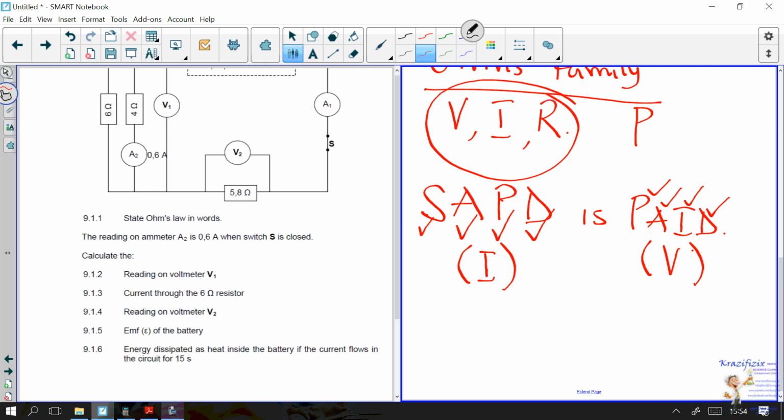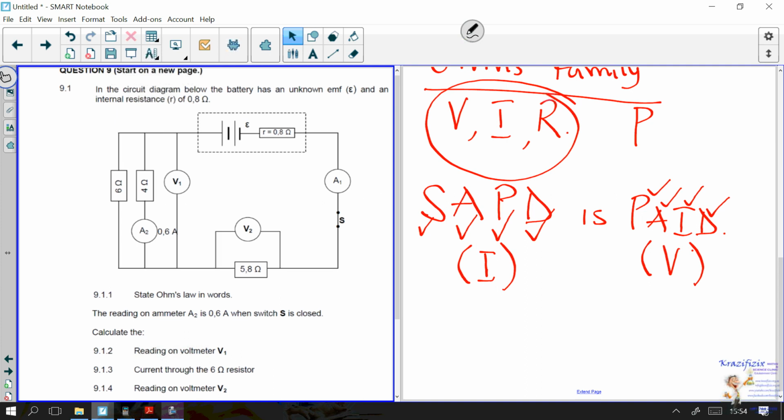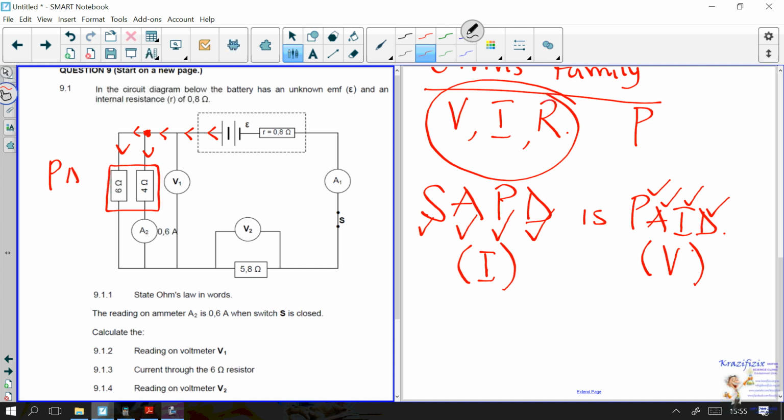Good. Now look at 9.1.2. The reading on voltmeter V1. I want us to explore. Do you see that these two, when current comes here, current splits into 2? It means these two are connected in parallel. Parallel are current dividers. Potential difference remains the same. So look at the 4 ohms.